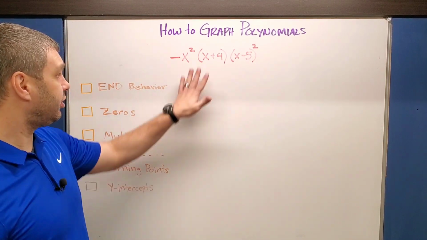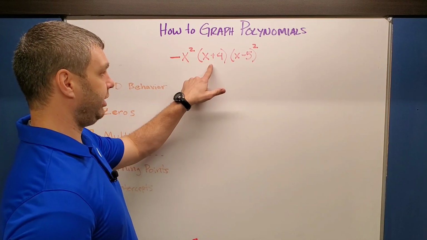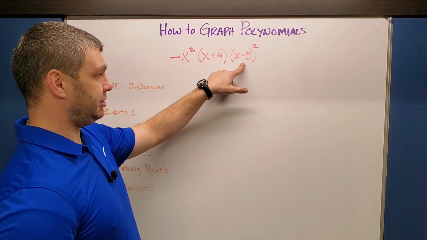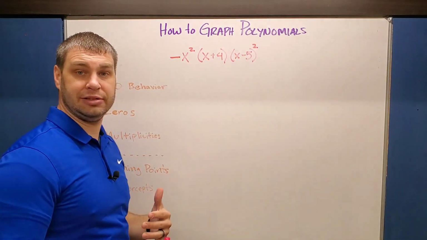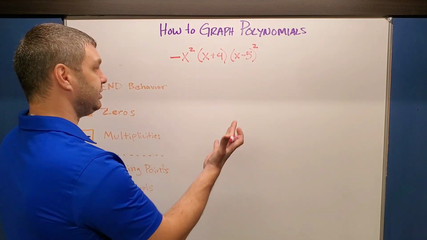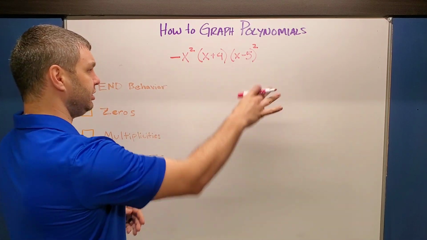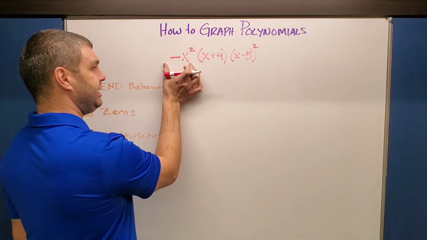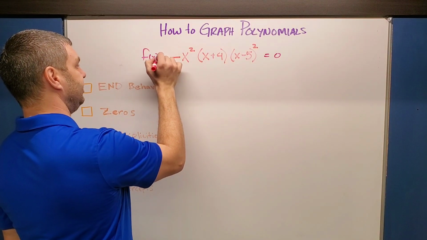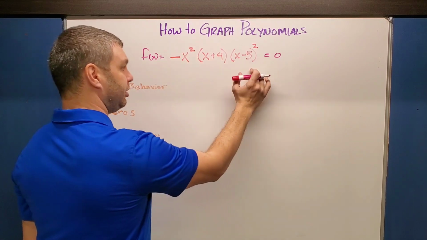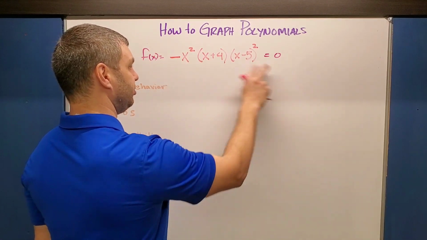All right, so let's look at this first one here. It says negative x squared times the factor of x plus 4 times the factor of x minus 5 squared. Notice I said that these are factors, meaning that we've done other videos where we find zeros. We're going to find the zeros of these factors, and I can set each of those equal to 0. In fact, you might even get this in the form of f of x equals that polynomial equal to 0, and then you can factor it that way. So again, each of those would be equal to 0.